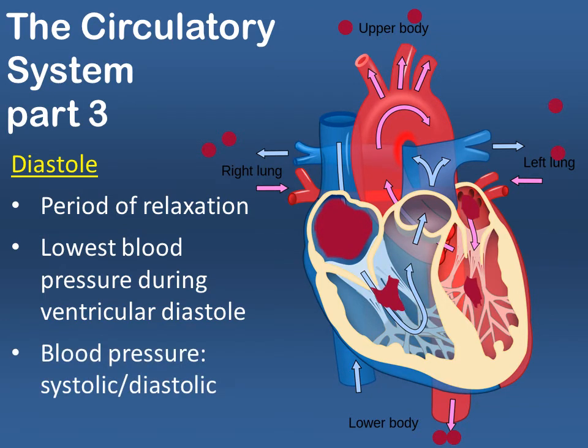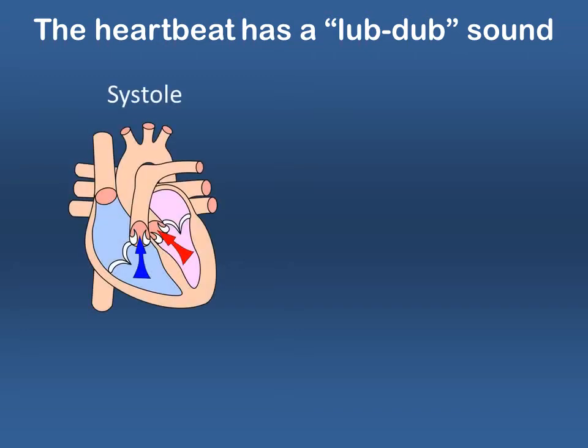And so when a blood pressure measurement is taken, it's reported as the systolic pressure, the highest blood pressure, over the diastolic pressure, the lowest. And this is an excellent index to any possible cardiovascular problems. Those two periods of the cardiac cycle, systole and diastole, create the lub-dub sound of the heartbeat, the two-beat rhythm of the heartbeat. Let's take a closer look at that.